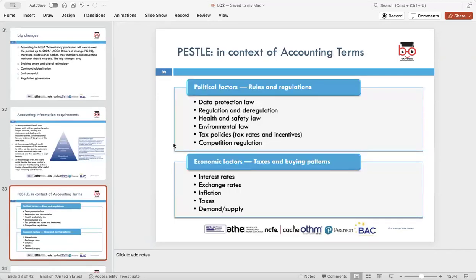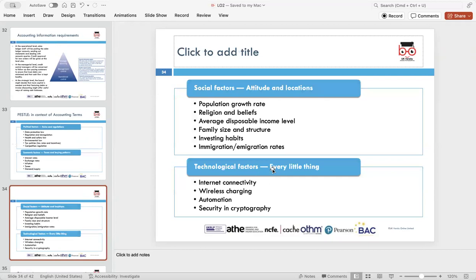Factors related to PESTAL in the context of accounting. Political factors: rules and regulations, data protection law, regulations, deregulations, health and safety law, environmental law, tax policies, and competition regulations. And then economic factors: interest rates, exchange rates, inflation, tax, and demand and supply. Social factors: attitudes and locations, population growth rate, religion and beliefs, average disposable income level, family size and structures, investing habits, immigration and immigration rates.